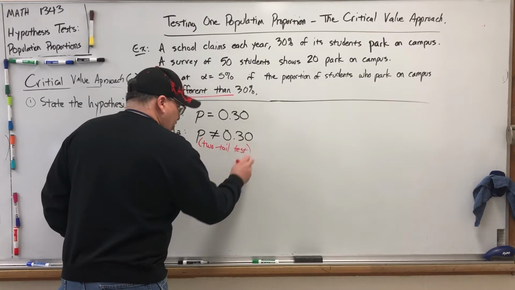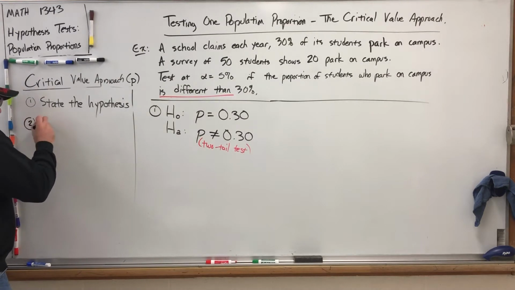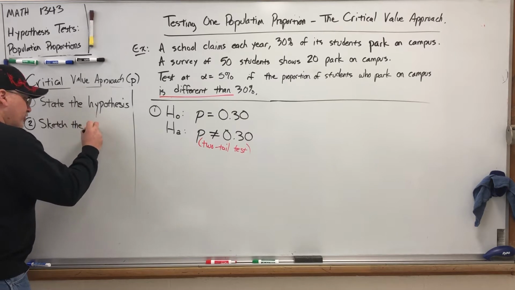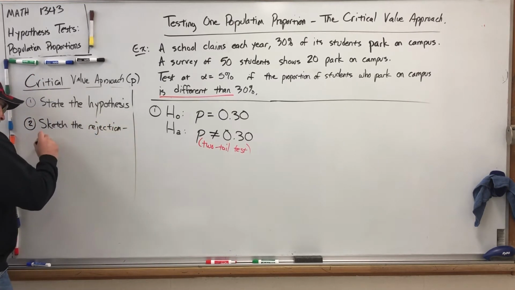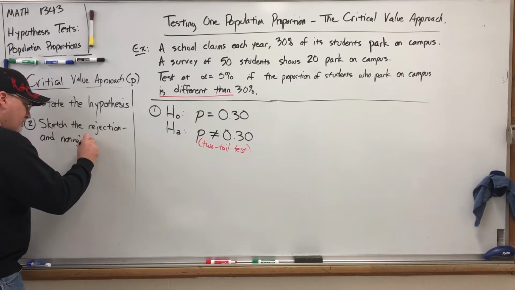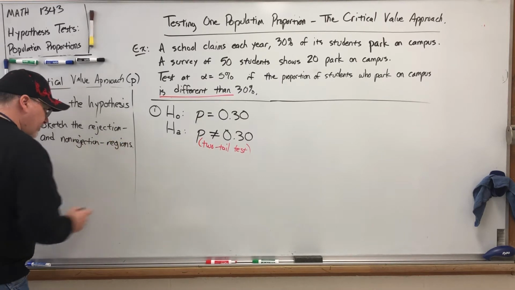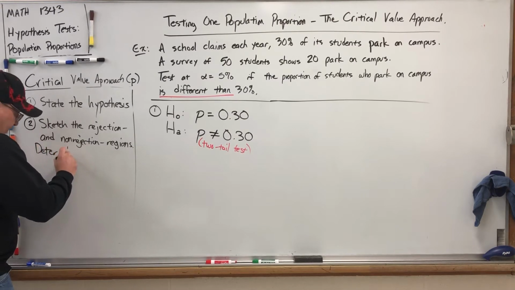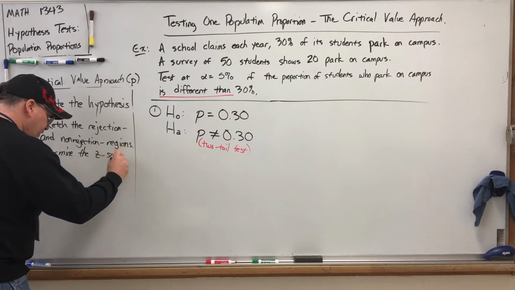Which takes me to step 2. Step 2 is to sketch the rejection and non-rejection regions. Determine the z-score separating them.